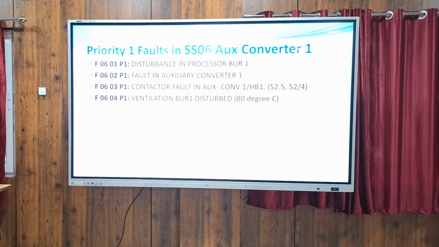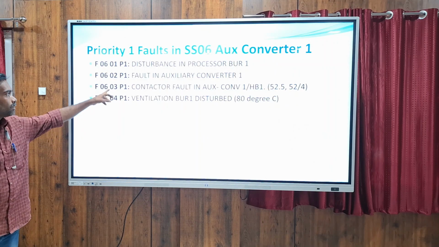Then burr. Disturbance in processor burr. First, as earlier we told, SR having some lifetime missing issues. Similarly, burr having some lifetime issues, power supply card issue or other internal fault, or VCU unable to communicate to burr, then such issues will come.